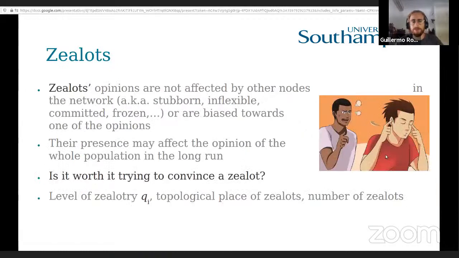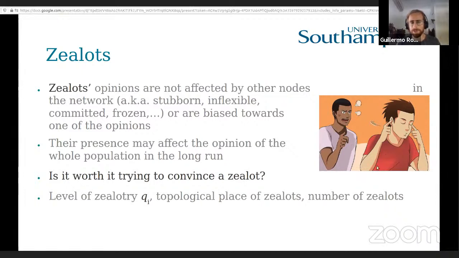So here we focus on the role of zealots. Zealots are people that are stubborn, so they don't change their opinion as easily, or they are biased towards one of the opinions. So even when the neighbors of this person, the social relations, have one opinion and they have the opposite, they will have more difficulty to change.